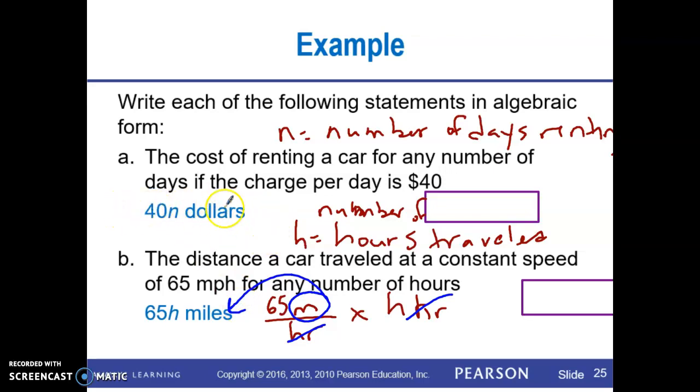This one is a little bit more obvious. You're actually renting the car for a number of days, and the charge per day is $40. So this is really $40 over days, and I'm multiplying by days. But because we think about cost in dollars already, it makes sense that I would get 40n in dollars. It's not nearly as obvious why when we multiply speed and time, we end up with distance. So showing your students something like this is going to help them understand that formula, distance equals rate times time.